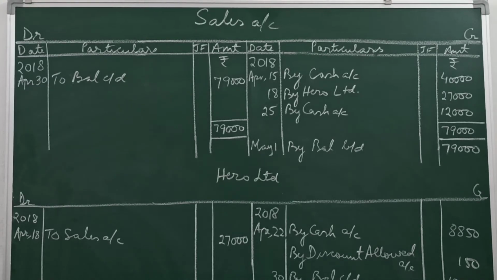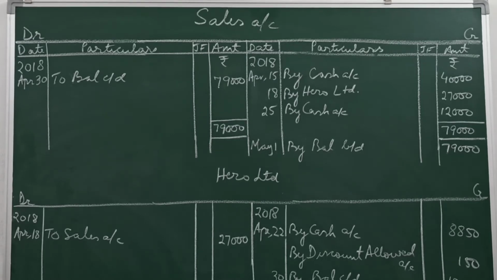Continuing with your ledger accounts, I am going to prepare the sales account. Since my page is over, I am going to start on a fresh page by writing the heading Sales Account, and then the format: date, particulars, general folio, amount, on the debit side as well as on the credit side. If you have space on the previous page, you can prepare the sales account there and then start the new account on the new page.